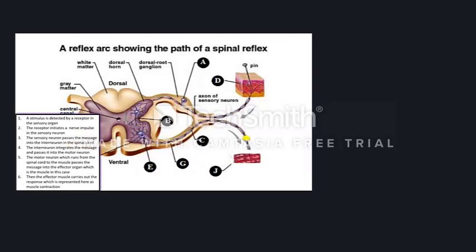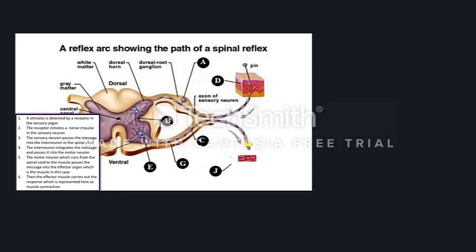You can notice that the sensory neuron is unipolar. As you can see here, it is unipolar. It has only one cytoplasmic prolongation. While the motor neuron is multipolar, as you can see here, this is the cell body of the motor neuron, and it has many cytoplasmic prolongations. And we can see also that the cell bodies of the motor neuron and the interneuron are located in the gray matter of the spinal cord.